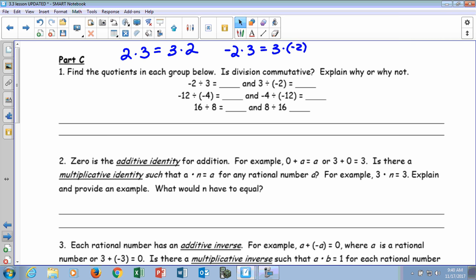Remember, for it to be commutative, we had to have the same number on both sides, right? And we did that when we did multiplication. Let's find out if they're the same with division. Now I know the second two work out nice, but the first two you might have some decimals. Without a calculator, just do the best you can to figure that out. With your groups, we'll give you another few minutes. Let's just work on part C, number 1. All right, go.